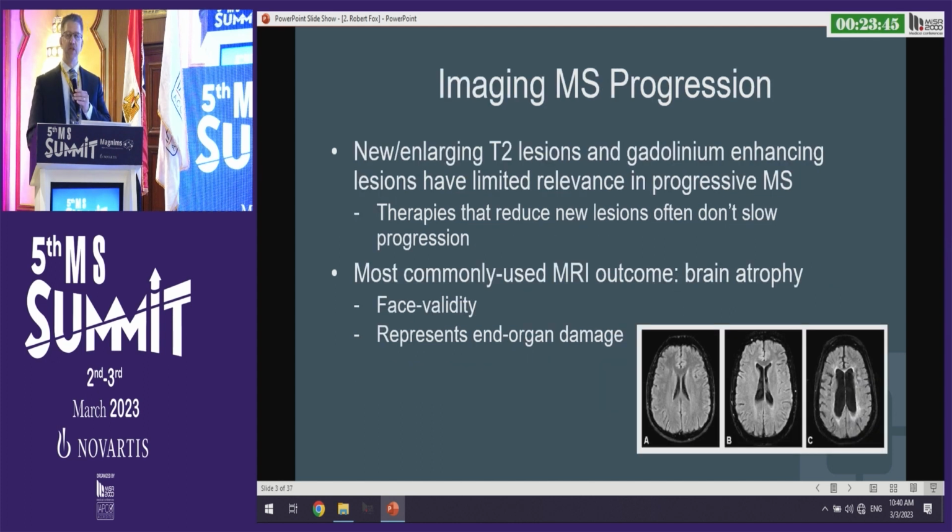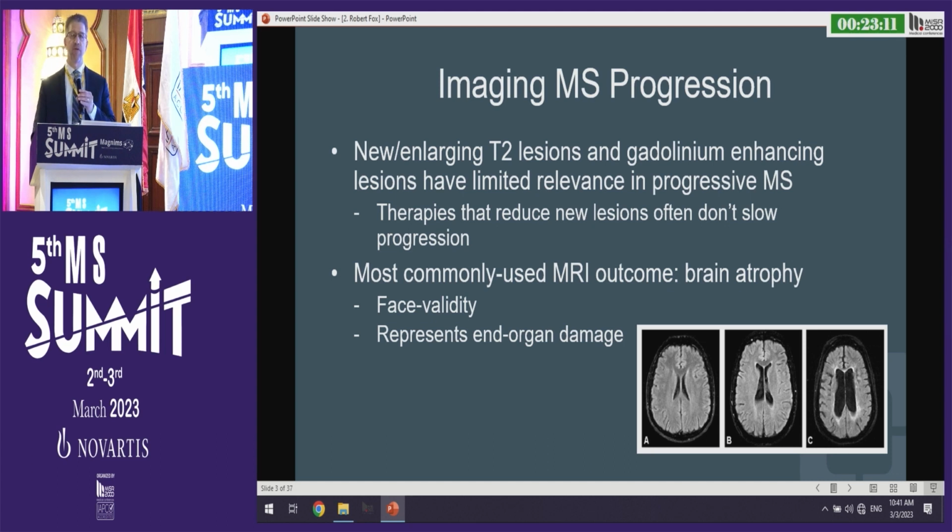When we image MS, imaging progression, we have come to learn that new enlarging T2 lesions, although critically important for relapsing MS, for identifying disease activity, identifying response to our relapsing MS therapies, have limited relevance in progressive MS. Therapies that reduce new lesions, even if they reduce new lesions in progressive MS, they tend not to slow the progression, the insidious decline of progressive MS. So what do we use instead?